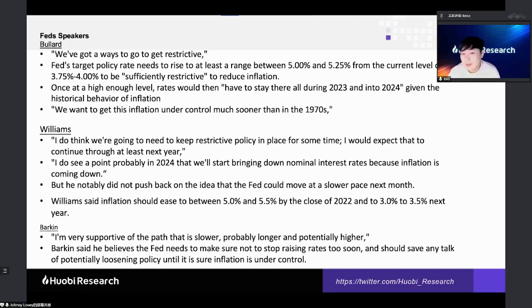But if you look at point three, he said he does not push back the idea that the Fed will move at a slower pace next month. So in a way he mentioned that 5% interest rate is the target, but he supports the move of a slower pace of rate hikes, compared to Bullard.